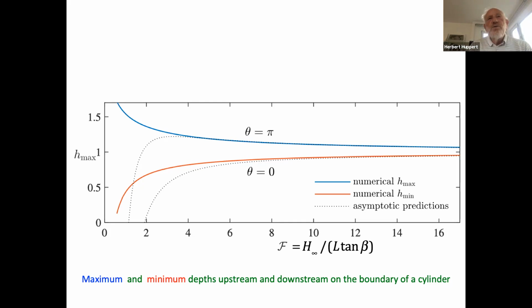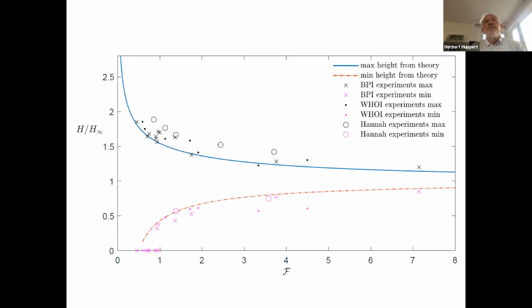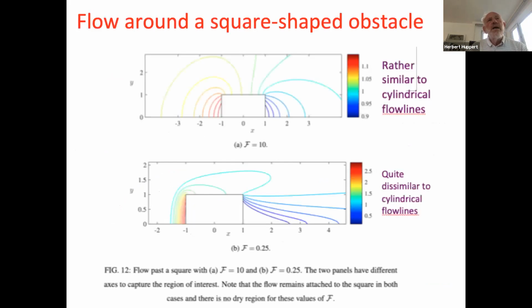Okay, so to continue, these are our results of the height of the flow as a function of F, and you see the experiments agree very well with the theory. So our nonlinear calculations are really quite good. Now, what about a square-shaped object? Well, here is the result for rather large values of F, where it's not particularly interesting. The flow goes around everywhere.